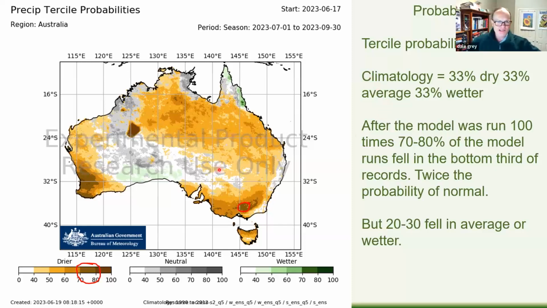What happens in this one is you run the model 100 times, or in this case 99, and you bin them in. That's saying that Mount Buller here is in the 70 to 80% chance of being in the driest third. That's a very different bit of information than lower than the median. Very much so. It tells you a lot more. Normally there's a 33% chance of dry, so 70 to 80 is a greater than doubling of the odds of being in the driest third. But that still means 20 to 30% of those model runs fell in average or wetter. And that, of course, could in fact happen, but at a much lower probability.